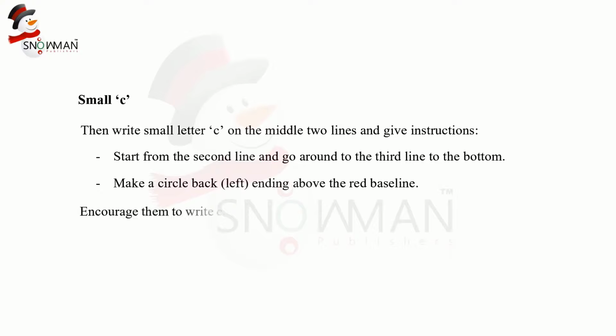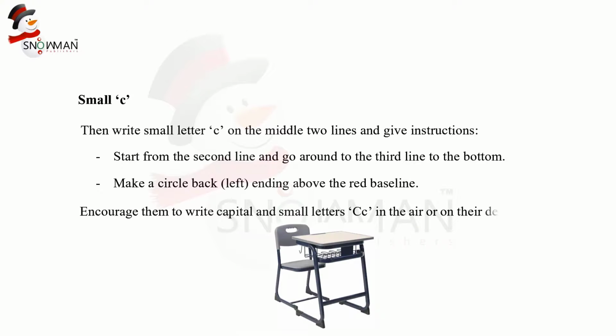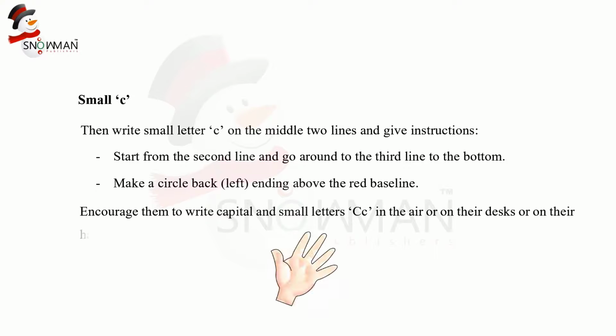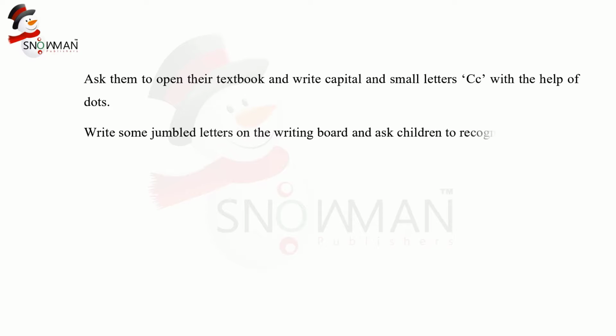Encourage them to write capital and small letters C in the air, on their desks, or on their hands with the help of the index finger. Ask them to open their textbooks and write capital and small letters C with the help of dots. Write some jumbled letters on the writing board and ask the children to recognize C.